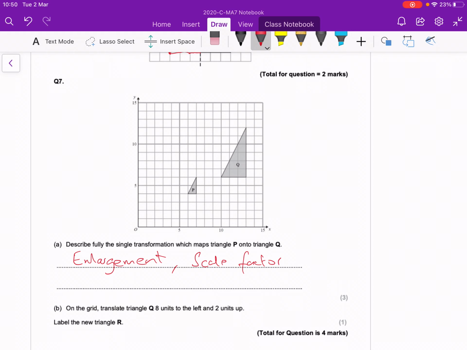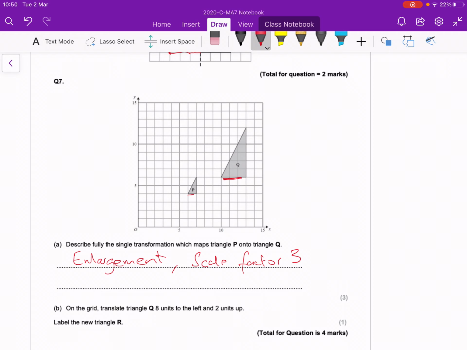Now the length along the bottom of P is 1, and the length along the bottom of Q is 3. So it's got 3 times bigger. So 2 marks so far, 1 for saying enlargement and 1 for saying scale factor 3. The next is to find a centre of enlargement.